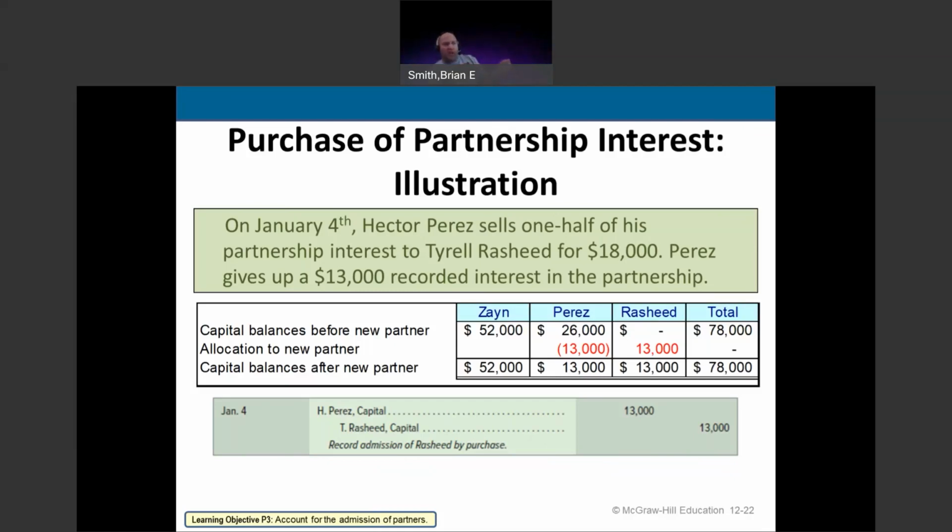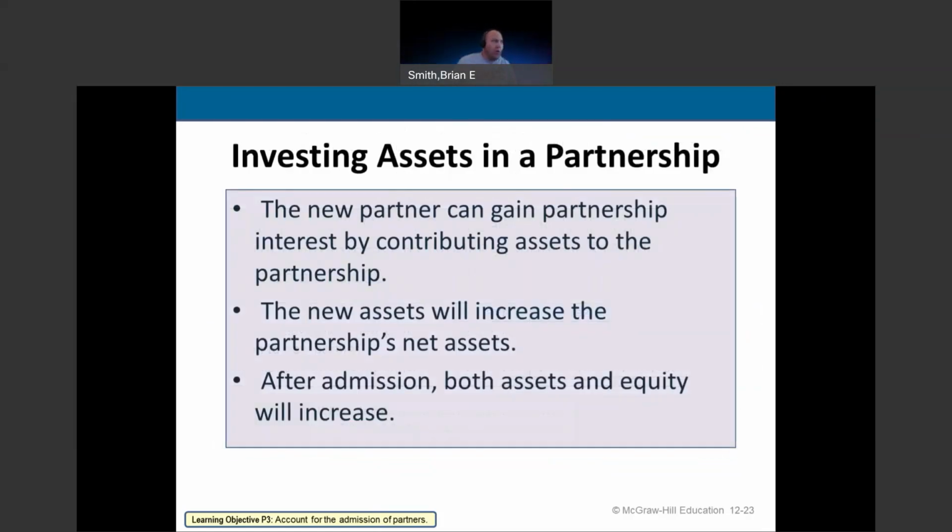You're not seeing the additional $5,000 that Perez got from Rashid to jump into this partnership. And the reason for that is because that's a deal between Perez and Rashid. From the accounting standpoint of the partnership, we are only looking at the fact that we're giving half of Perez's partnership interest to Rashid. And that's all we're going to do in this situation. So don't get hung up on that.